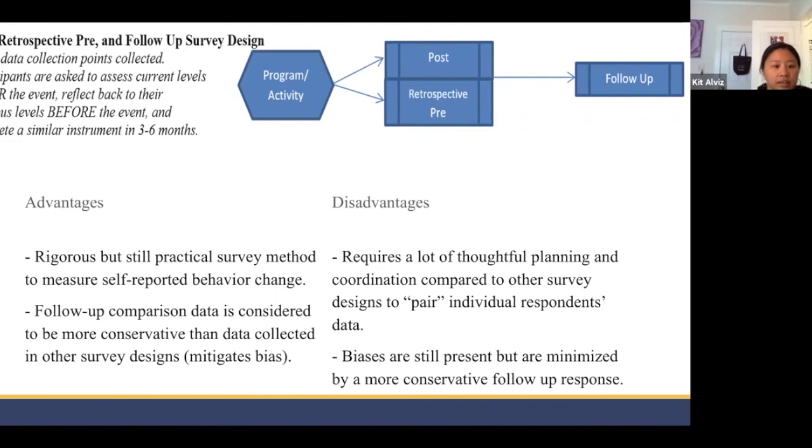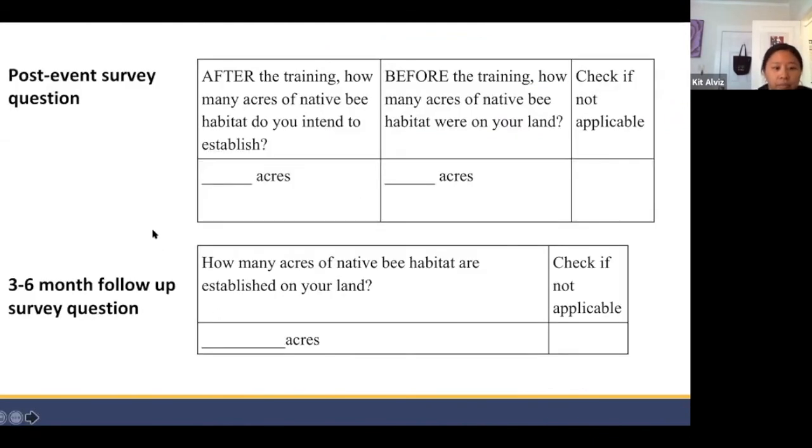So if you could go to the next slide, I think I have an example. This is a repeat of the retrospective pre-post question on top. After the training, how many acres of habitat did you intend to establish? And before the training, how many acres already existed? Then the idea here is that 3 to 6 months, or if you have the kind of program where they actually need 12 months, like a whole year to implement something, then you would use your discretion to decide it's like a 12-month follow-up. Then you ask them again, how many acres of native bee habitat did you actually establish on your land?